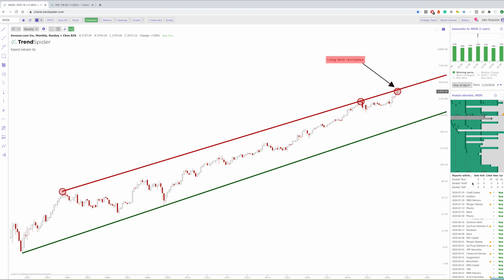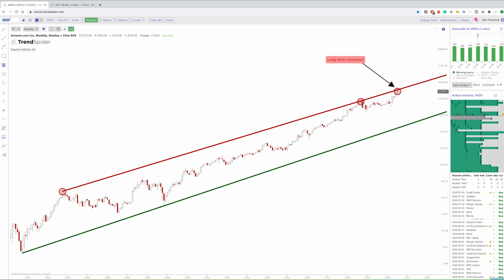Only 2 people have ranked this a hold, and 0 have ranked Amazon a sell. So that just shows, on top of the technical strength of this chart, and especially if this breaks out of this long-term resistance, this goes to show, okay, maybe the analysts know what they're talking about. Well, there's a lot of times where an analyst doesn't know what they're talking about.